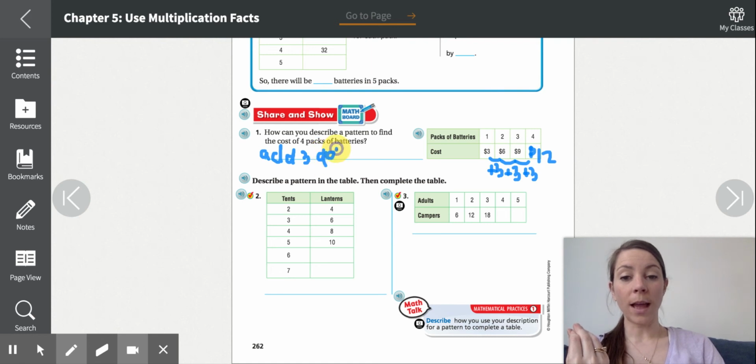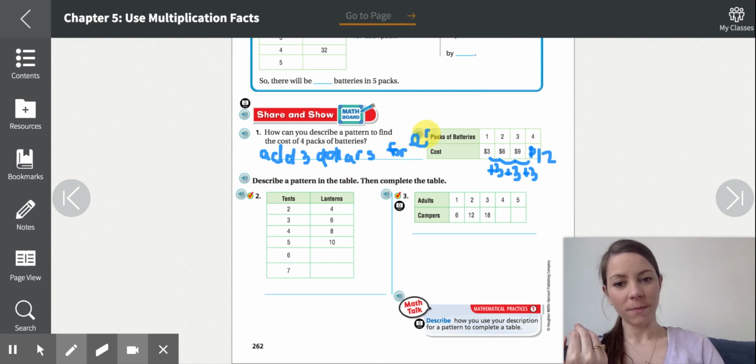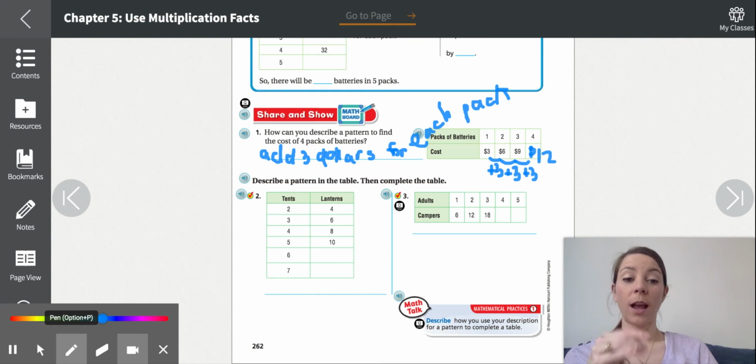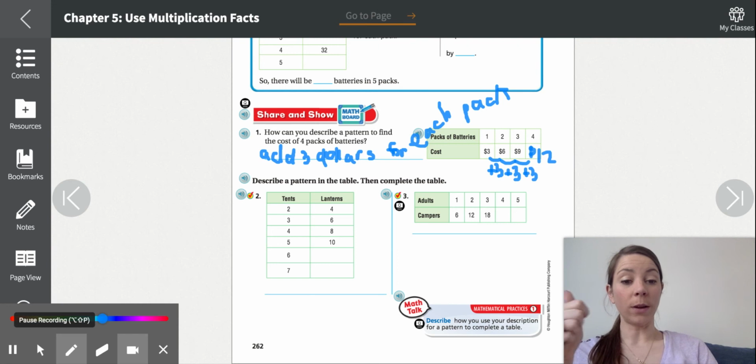And when do we add $3? For each what? For each pack. I'm sorry, this is hard to write with this pen and my thumb. Okay, so $3 for each pack. Oh my gosh, this looks like a kindergartener wrote it. Okay, that's one option. But remember, we have another option. I could go up and down. So if you had add $3 for each pack, you're great. I'm going to erase that one now and show the other option.